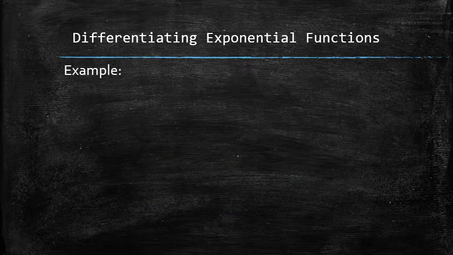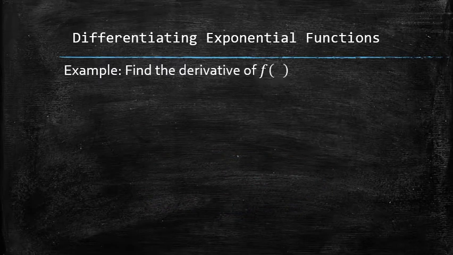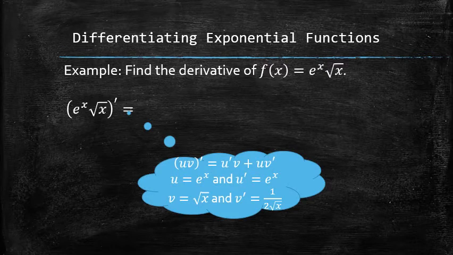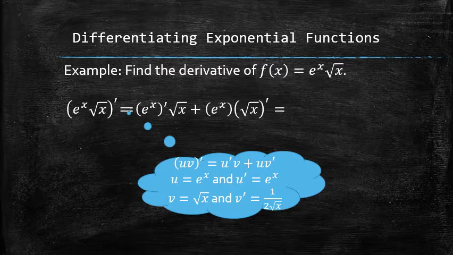So let's find the derivative of the following function. We again start the differentiation process by recognizing that we are differentiating a product of two functions. So we apply the product rule, for which we know how to determine all the components. So we get the following result.